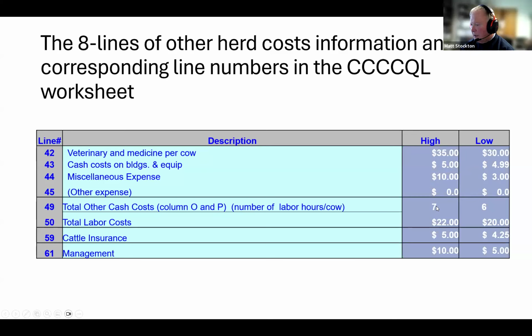Okay, this other one here. This is the number of hours of labor. On this line, it's number 49. I don't know if it says that on there, but this is the hours of labor. This is the dollar per hour, between $20 and $22 an hour, which would include overhead. In other words, maybe you only pay them 15 or 16, but then you got to pay the government, FICA, and a bunch of whatever else you got to pay. So it's going to be more than that. So you put that in there. The cattle insurance is $4.25 to $5 a head. The management cost is you expect to have a $5 to $10 management cost for your labor. Okay, that's what you put in.